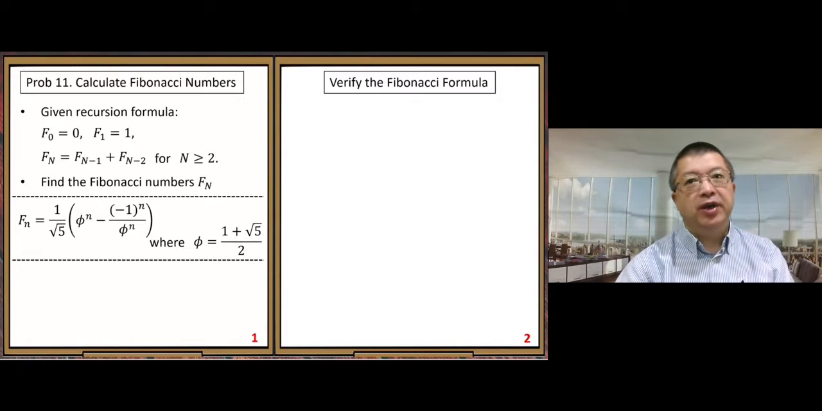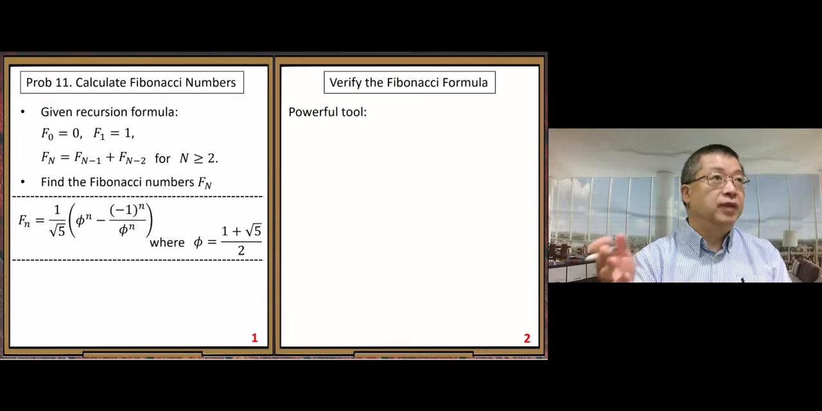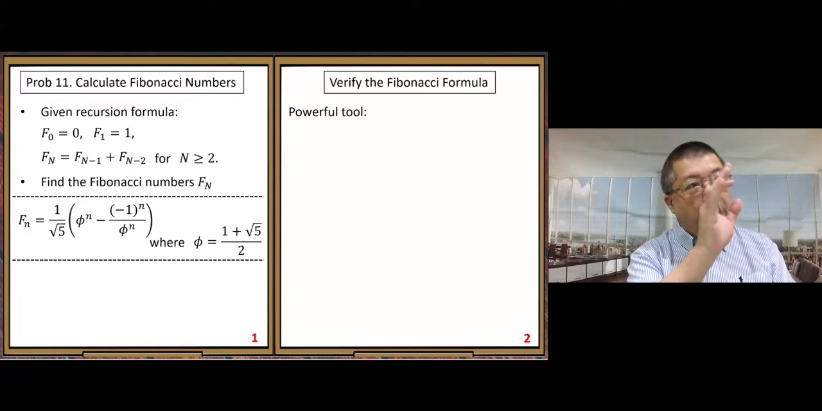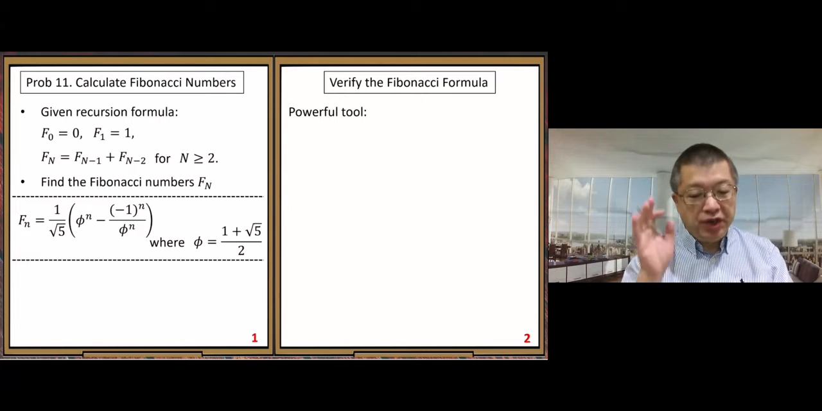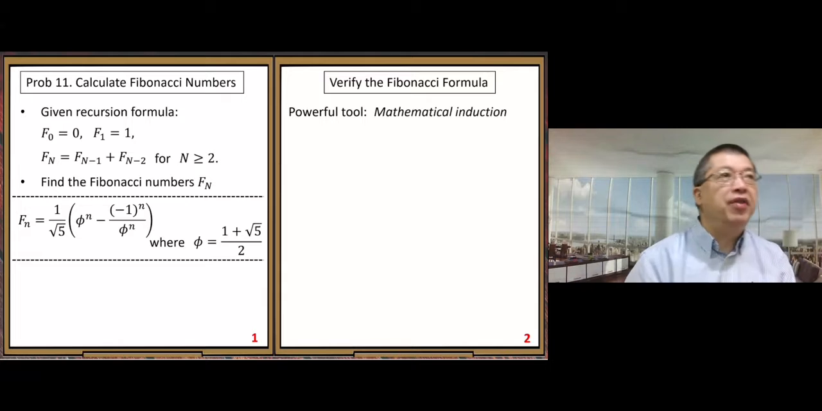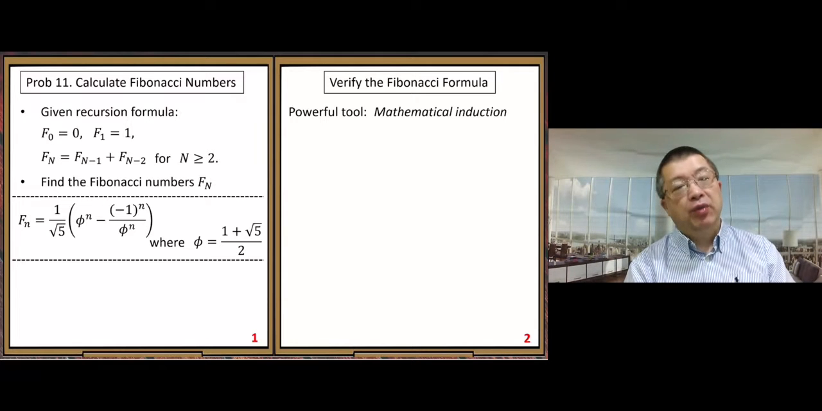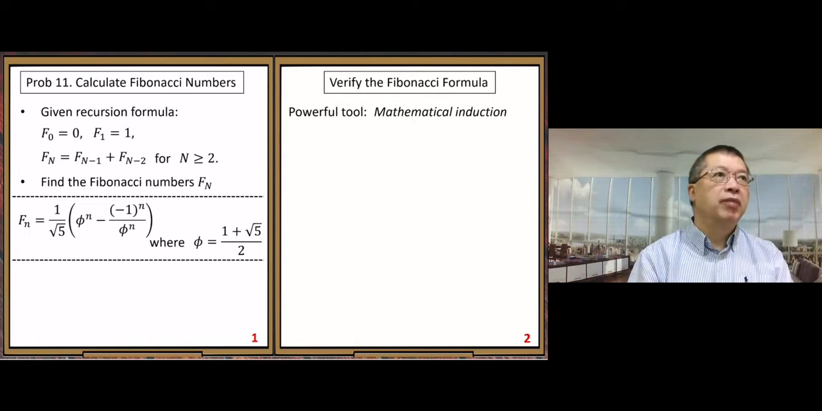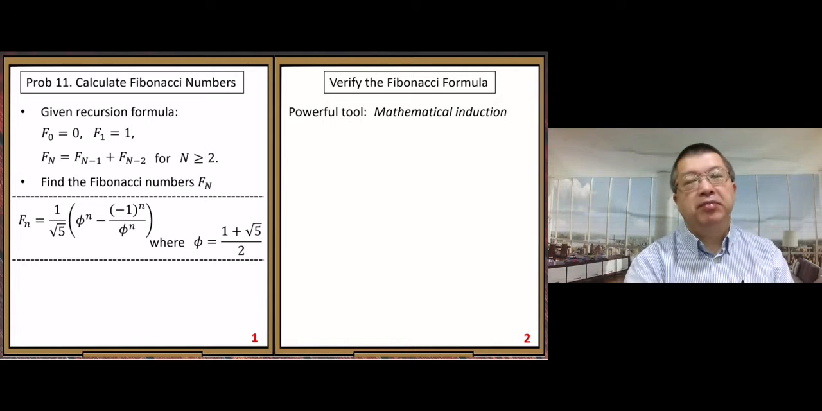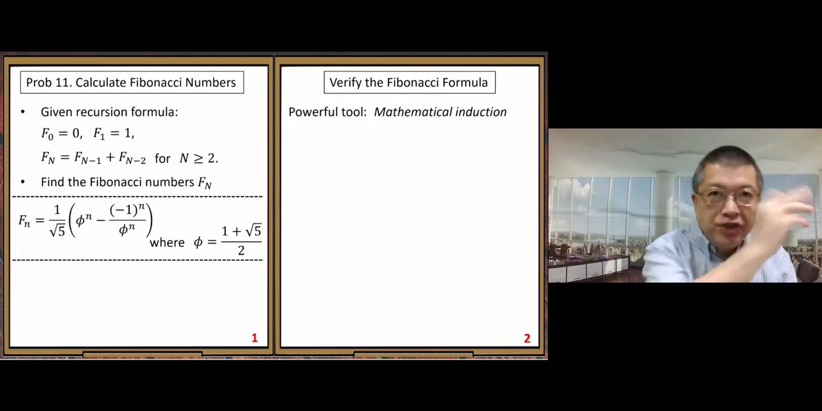Verify the Fibonacci formula. Let's start from the first initial value, where n equals 0. When we move to the general case, we need to use the powerful tool, mathematical induction. We used it in our binary bits problem. Here, let us use it another time. It is not very easy, so we need to do a lot of work. But let us start with the easiest case.